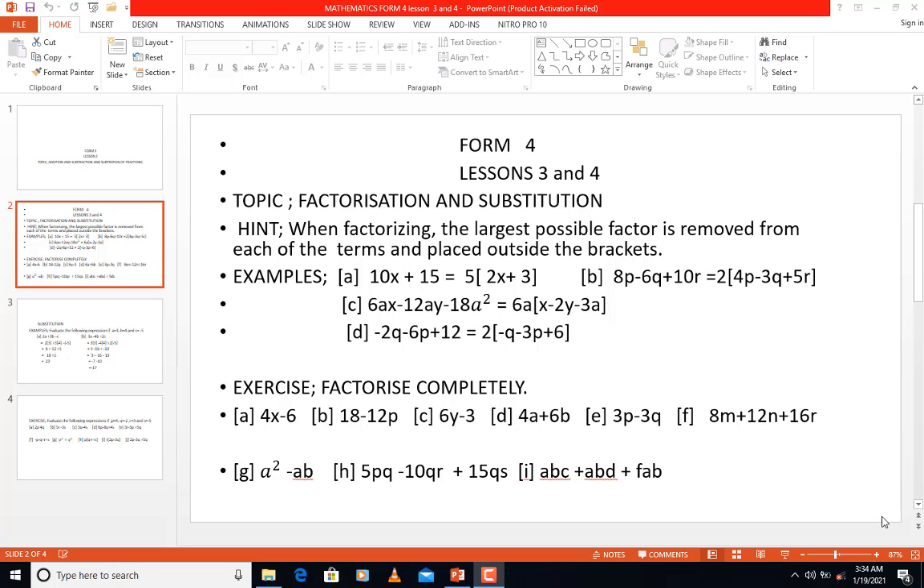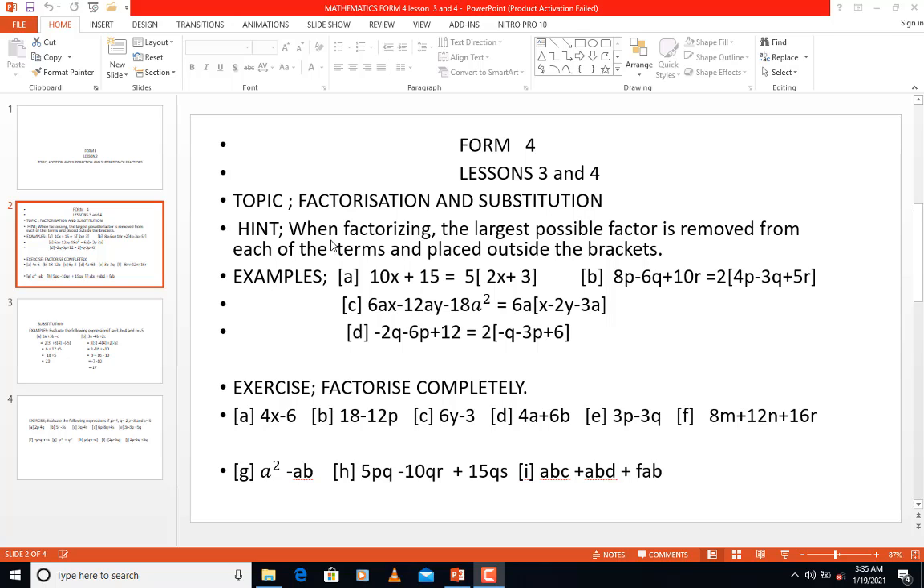Now we are in lesson 3 and 4. In this lesson, we are going to discuss factorization and substitution. There are two concepts, factorization and substitution. We are going to discuss factorization first, and later on we discuss substitution.